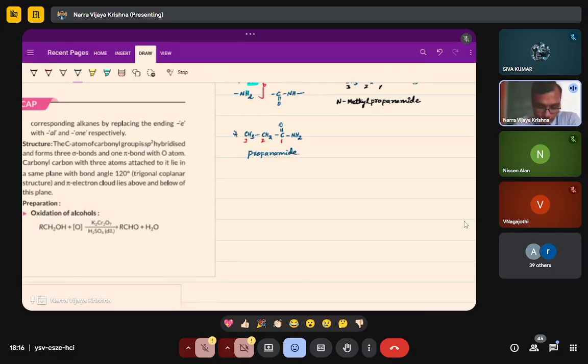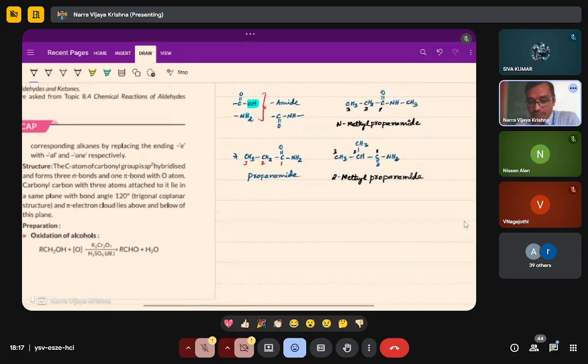Done? No, I am taking again. CH3, CH, CH3, C double bond O, NH2. Now give the name of it. 1, 2, 3. This is also amide only. But you have a branch on the second carbon. So can I call it as 2-methyl propanamide? Correct? So 2-methyl propanamide.